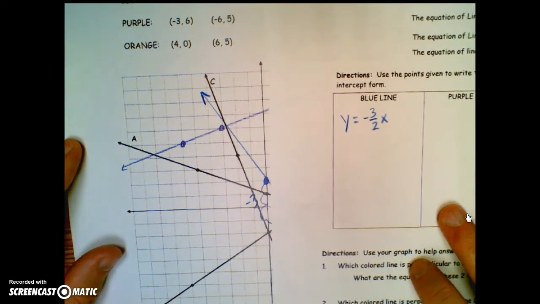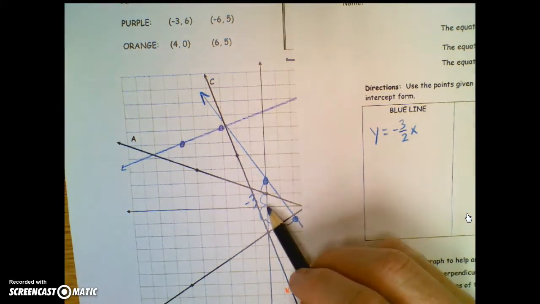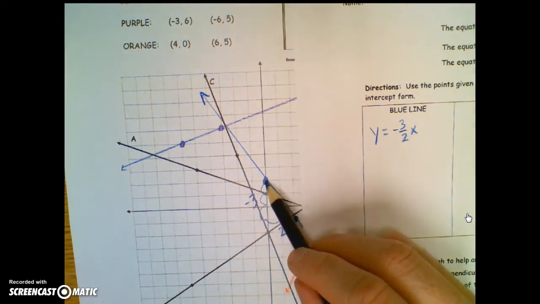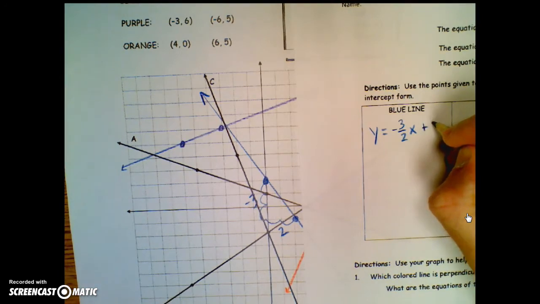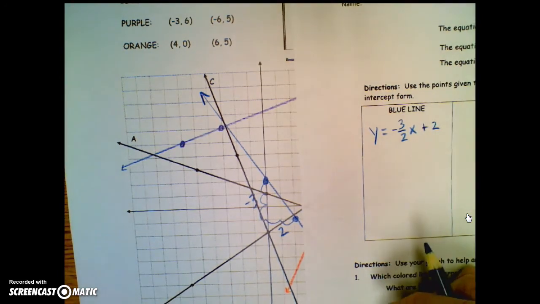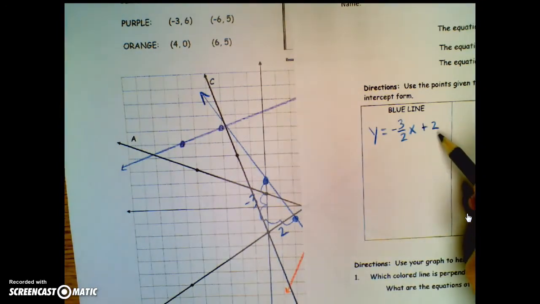And now I just have to find the y-intercept. So I look back at my graph. Here's the origin. So how many spaces up is the y-intercept? It's 2 spaces. So that means this is plus 2. So that's the equation for the blue line. I found the slope, and then I found the y-intercept.